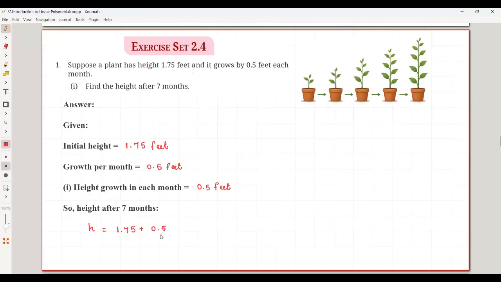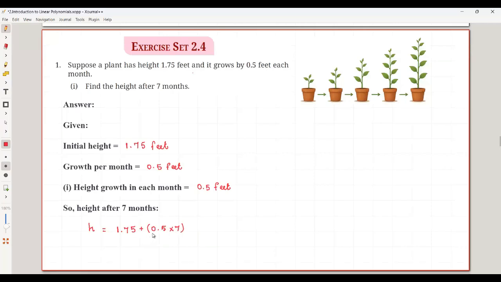If it's 1 month, we'll just be adding these two. If it's 2 months, it will be increasing for 3 months, 4 months. Here they are asking for 7 months, so into 7. Correct. So height is equal to 1.75, the initial stage, and plus 0.5 feet is increasing every month. So we have to find out for 7 months.